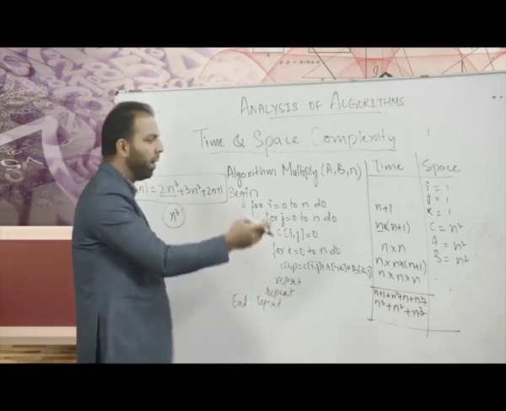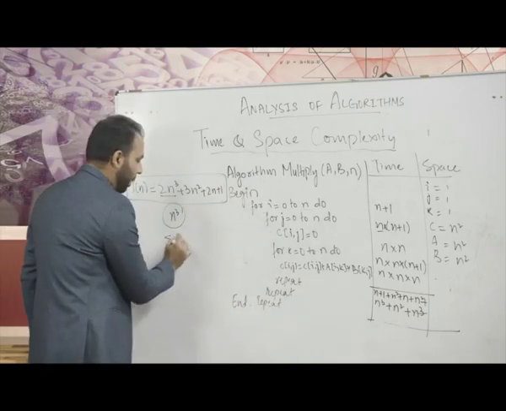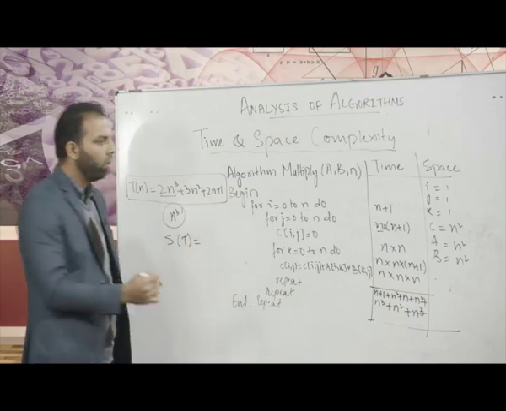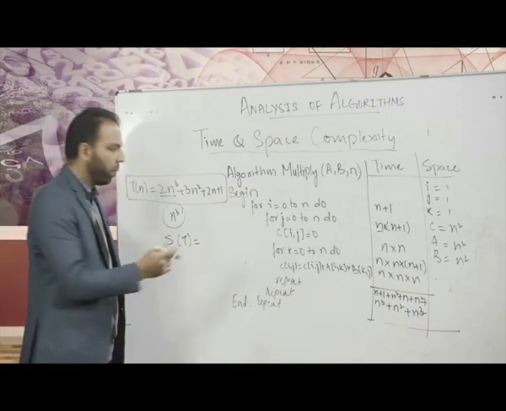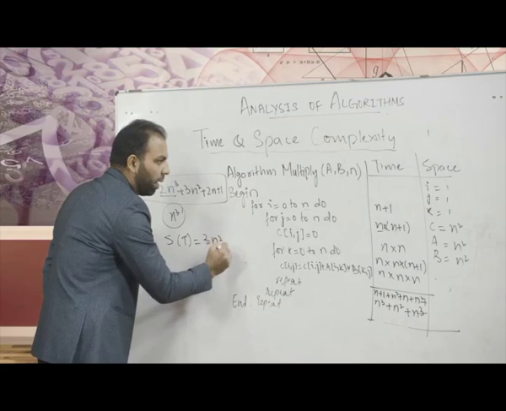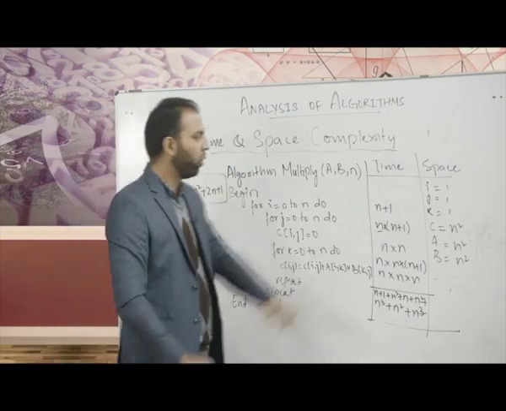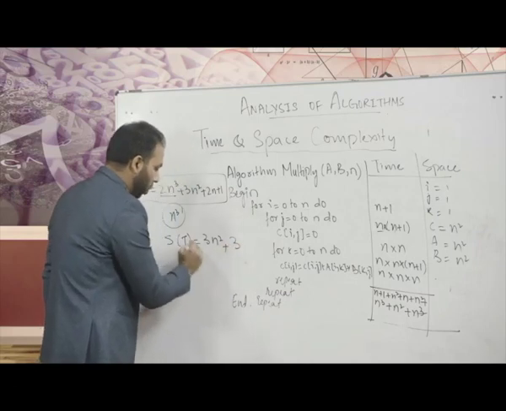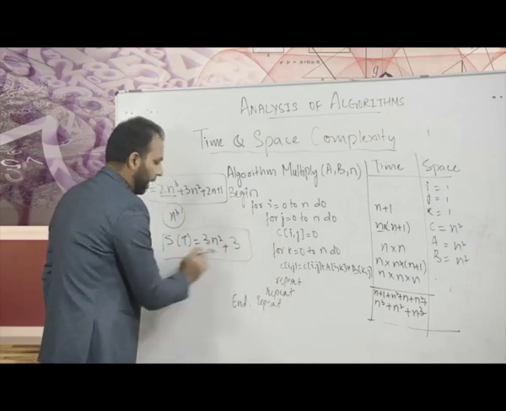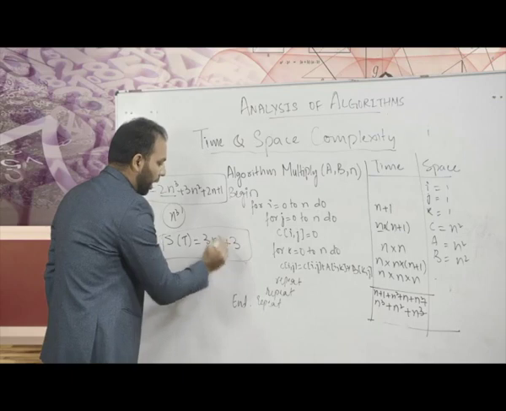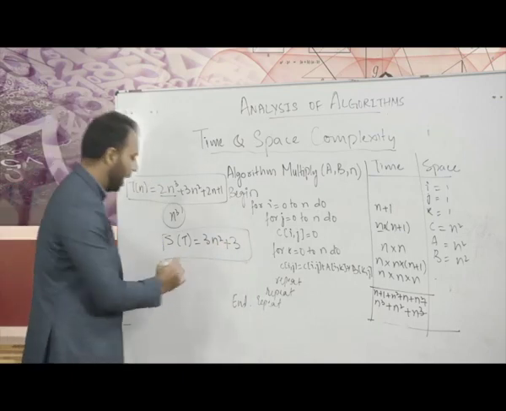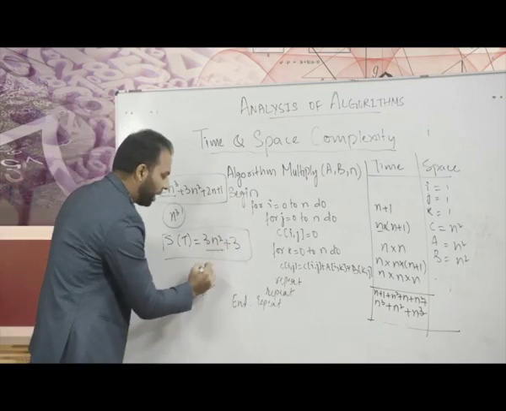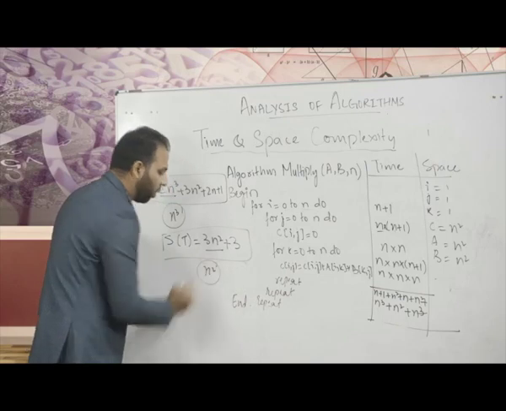So if we add it, your space complexity will be equal to n square plus n square plus n square, that is 3n square, plus the constants: 1 plus 2 plus 3, so it's plus 3. So your space complexity here is 3n square plus 3, and the higher order term is n square, so we can say that it is of the order n square.